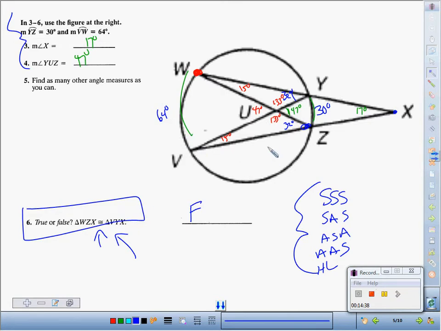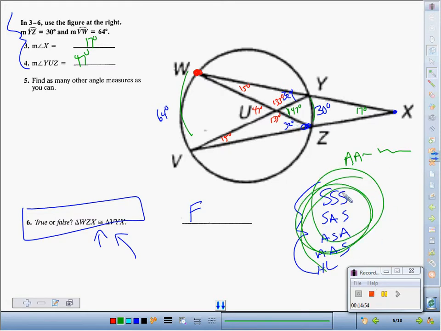What are those 2 triangles, though? Those triangles are definitely similar by the angle-angle similarity theorem. It doesn't mean that they're not congruent. We just don't have enough information to prove it because we didn't have any side lengths.